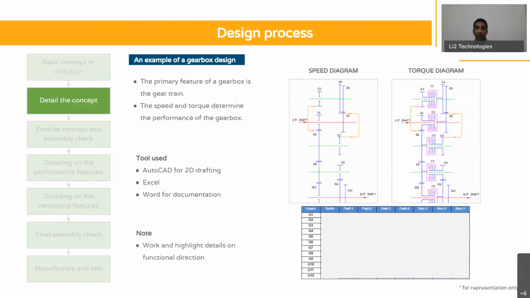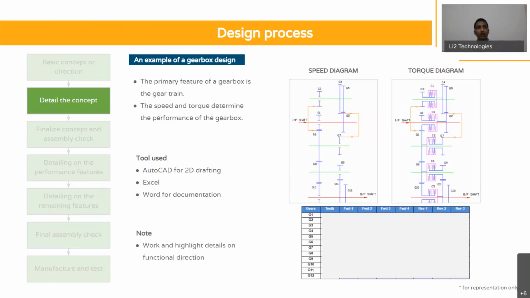Next, we come to detailing the concept. So now that you have a basic direction, you have a block diagram, or you know what you need to do, you start slowly detailing the concept. What we have done over here, in any vehicle, the main aspect of the vehicle when people talk about it is power, and power is made up of speed and torque.